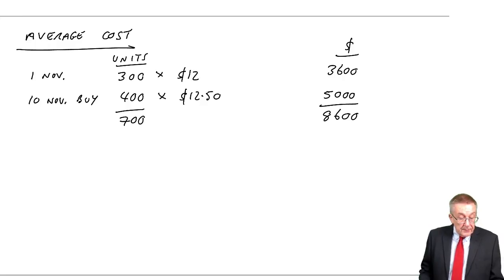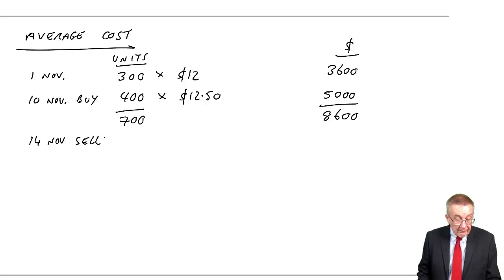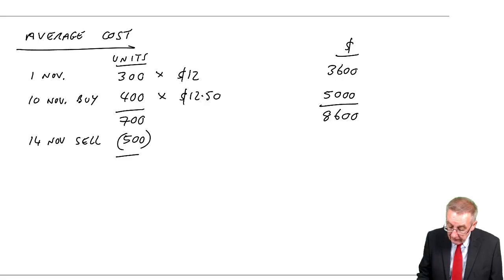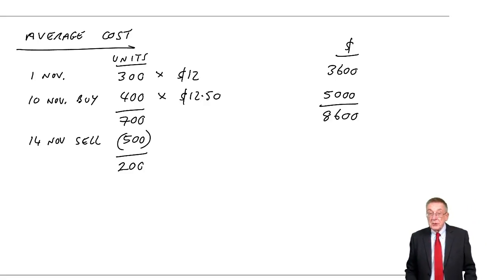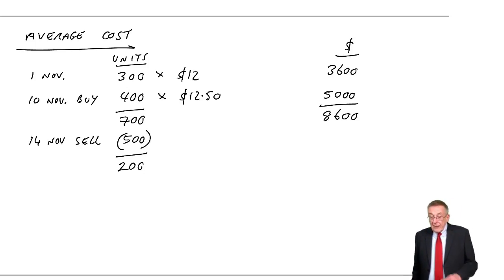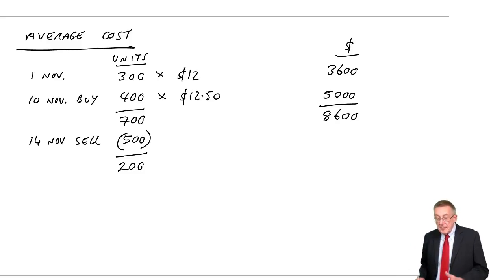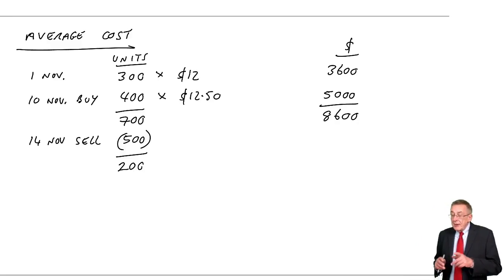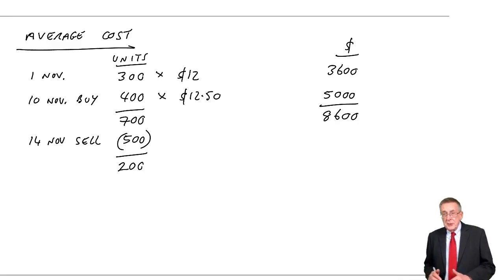However, the next thing that happens, keep checking the dates, was the 14th of November when we sell some. We sold 500, so we've only 200 left. But this time, instead of saying, oh, those 500, we must have sold the latest ones and so on, we say, well, we did have 700 units.